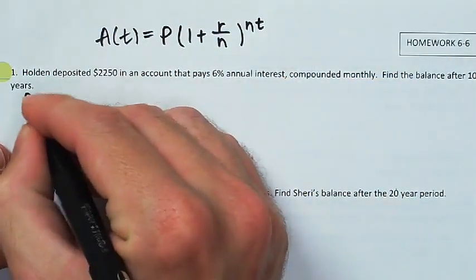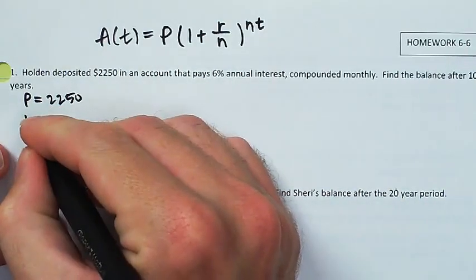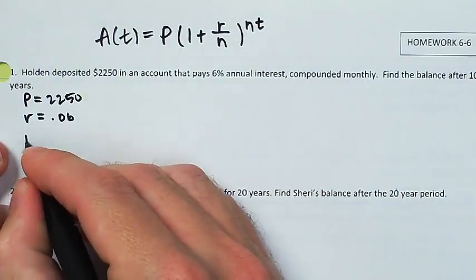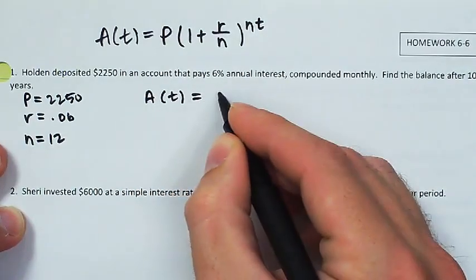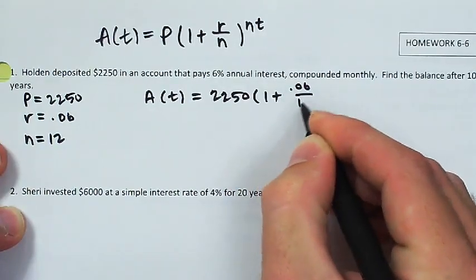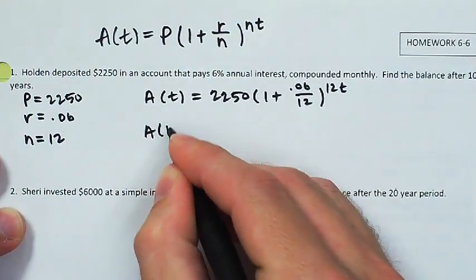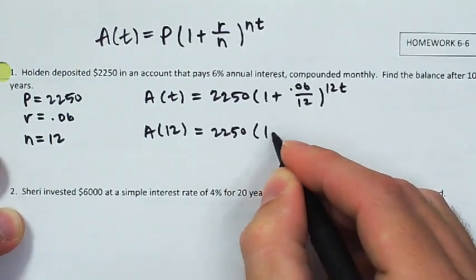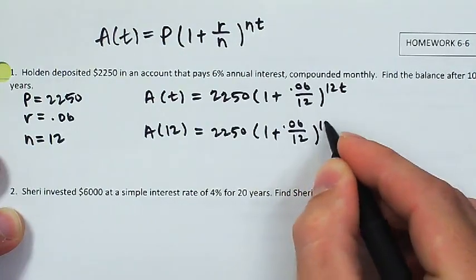So I'm going to write in my parameters, 2250, 6% annual interest. So R is 6% is 6 divided by 100. Compounded monthly is n equals 12. So I can write my formula. A of t is going to be 2250 times 1 plus 0.06 over 12 to the 12t. If we want to find the balance after 10 years, that would be A of 10 is 2250 times 1 plus 0.06 divided by 12 to the 12 times 10 is 120.